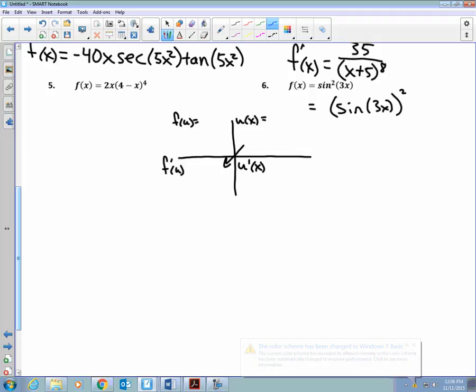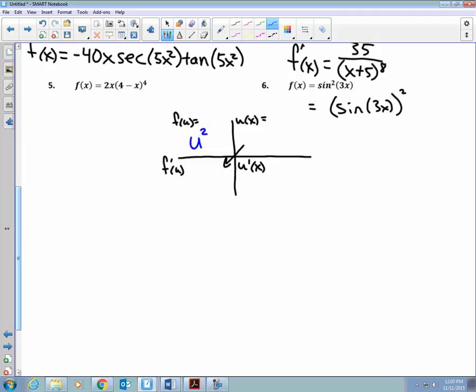So, what is the outermost structure? If you were to plug in a value for x, what's the first thing you would do? You would multiply by 3. Then, what's the next operation after you multiply by 3? You would then take the sine. After you take the sine, then you would square it. So the last thing that you do is square it. So that's our outermost structure. So therefore, f of u will be u squared.